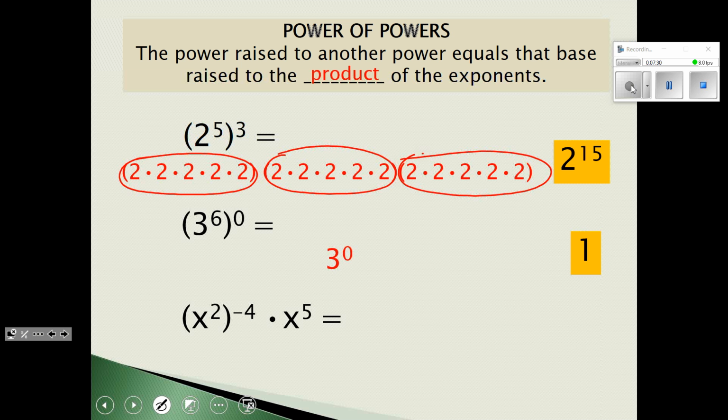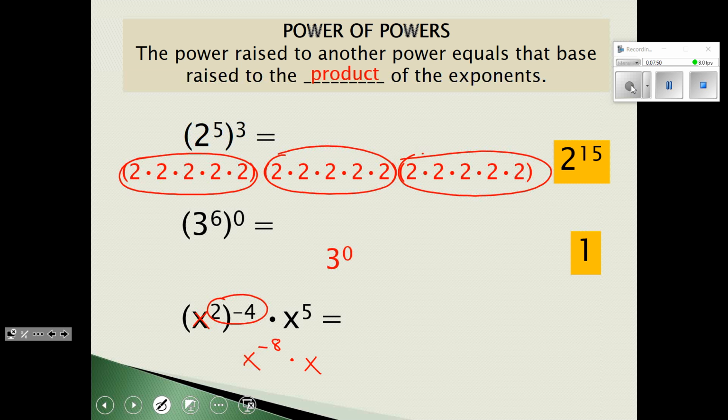In this next example, in the first x, the base of x, we have a power raised to a power. So that is x to the second power raised to the negative fourth power. So we have learned that we have to multiply those. That would give us x to the negative 8th power.